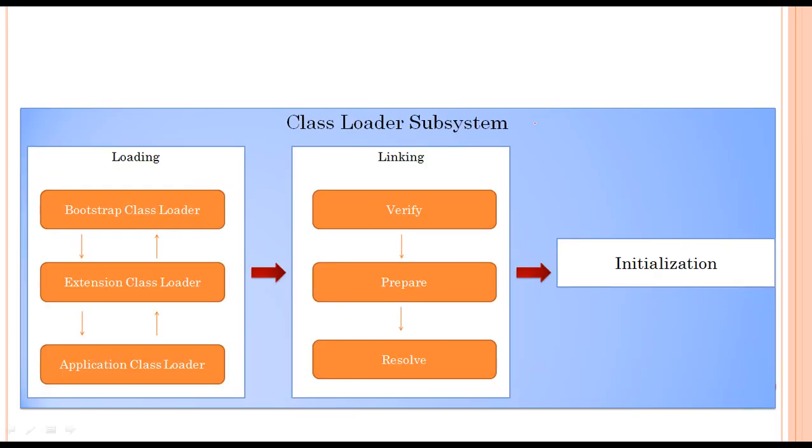The responsibility of class loader subsystem is to look for a class, and once the class is found, load that particular class into memory so that it can be used for further processing. In order to do that, to load the class into memory and to initialize the class so that it can be used for further processing, class loader subsystem uses these three processes of loading, linking, and initialization.